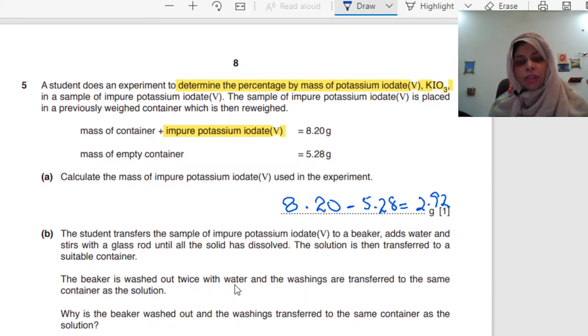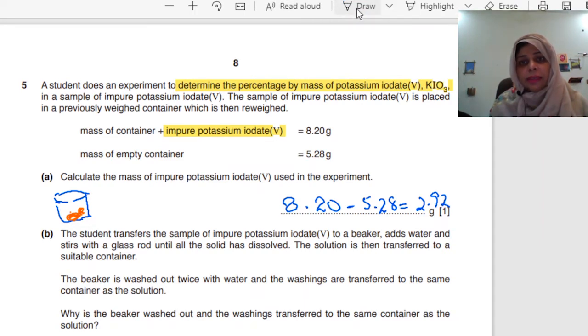The beaker is washed out twice with water and the washings are transferred to the same container as the solution. Why is the beaker washed out and the washings transferred to the same container as the solution? As you know, actually what happened is this: this is a beaker. In this beaker, potassium iodide is present here, okay?